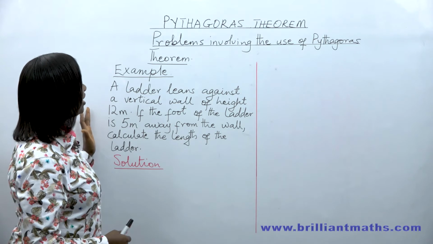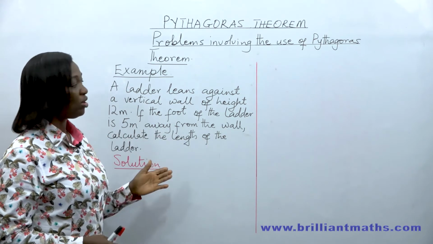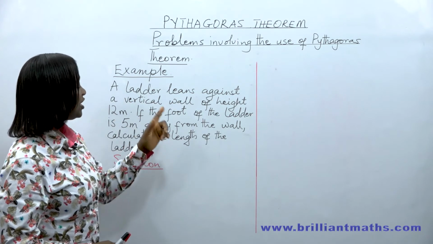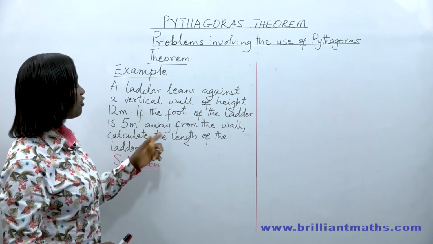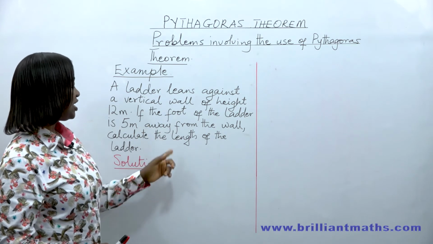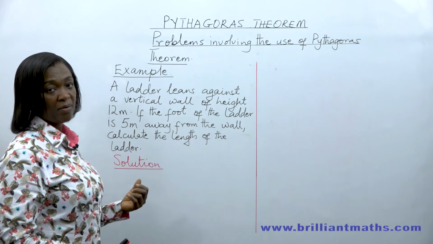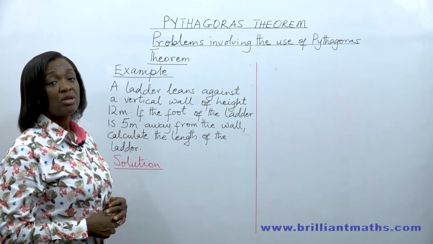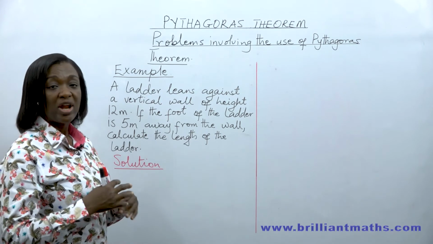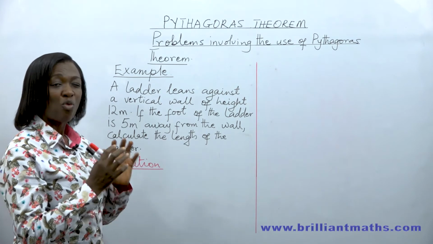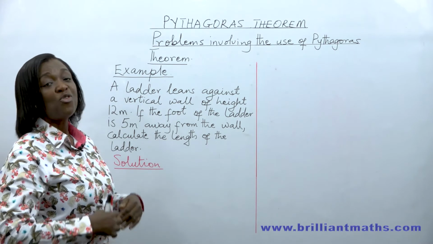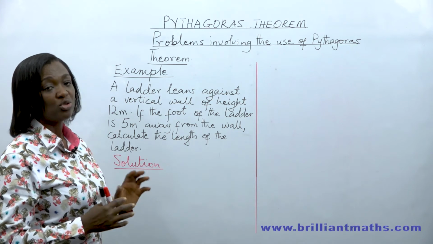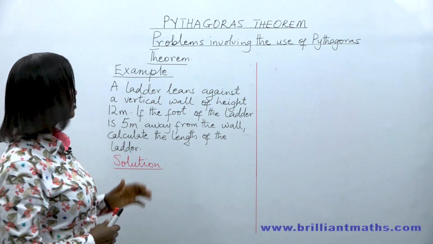Example: a ladder leans against a vertical wall of height 12 meters. If the foot of the ladder is 5 meters away from the wall, calculate the length of the ladder. I did say before that anytime you have a word problem, try to read it twice. Read the problem the first time to get a hang of what you're supposed to do. Then read it the second time to identify the operation or know exactly how to work it out. So we'll read it again.